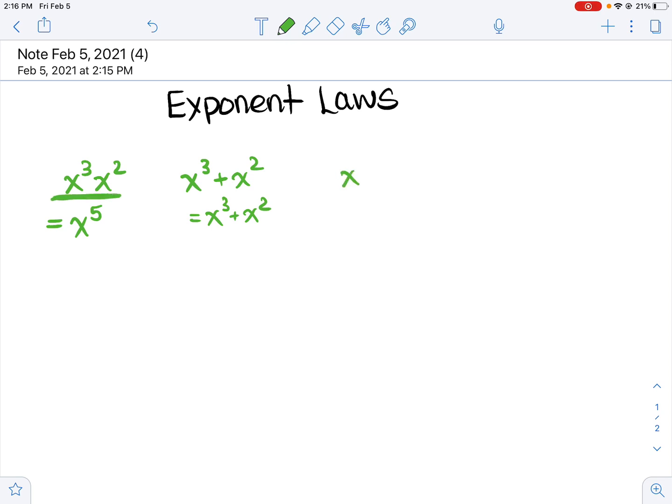Also, it has to be the same base. If you have x squared, y cubed, no, it stays like that. So it has to be the same base. They have to be being multiplied together. Then you can add their exponents. So that is our law for multiplication.